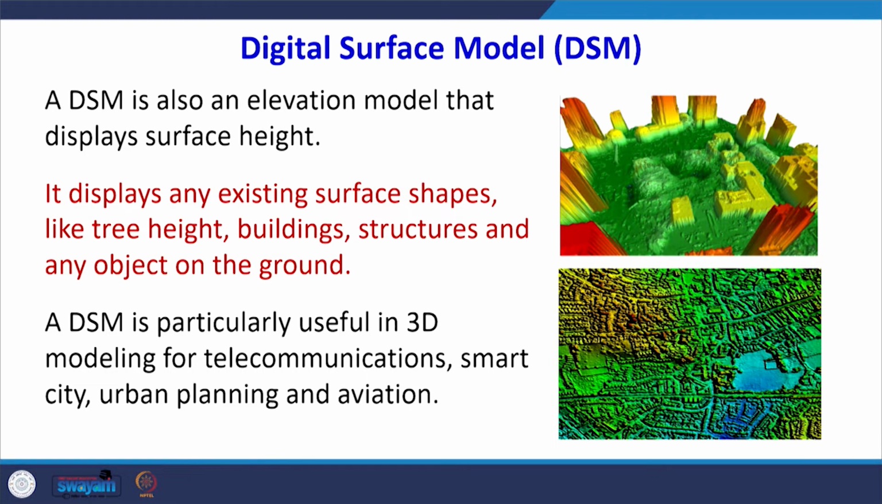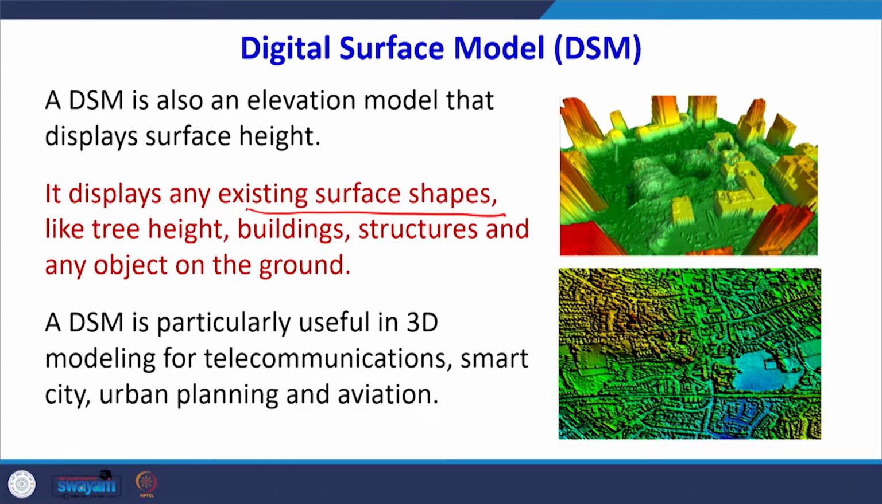The third terminology is digital surface model, DSM. Now, when we are talking of the earth surface, we are talking of the objects present on it. We know that there are various kinds of objects with different heights. It could be a tree, a telephone line, a building, a bridge. Any object present on the earth surface has a certain height, and if I can overlay those object heights over my DEM, then the resulting model is called DSM. So it is displaying any existing surface shapes and structures which are present on the ground.